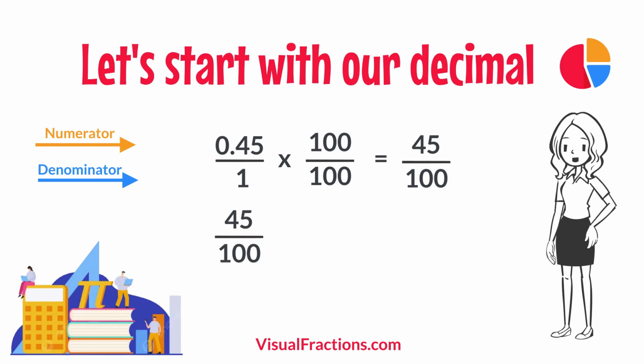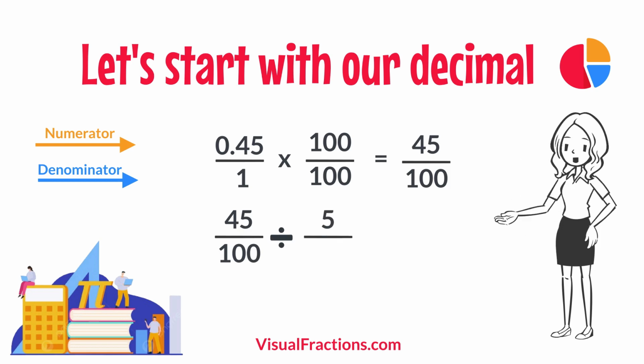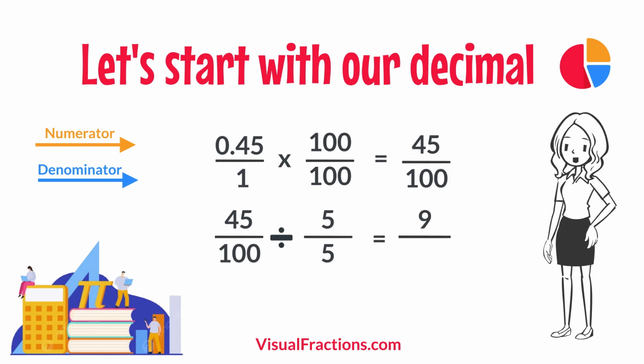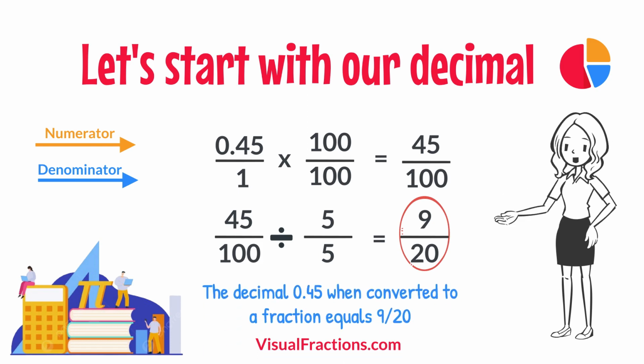Next, we simplify. Both the numerator and the denominator in 45 100ths are divisible by 5, the greatest common divisor. Divide 45 by 5 to get 9 and divide 100 by 5 to get 20. So, 45 100ths simplifies neatly to 9 20ths. And there you have it. The decimal 0.45 when converted to a fraction equals 9 20ths.